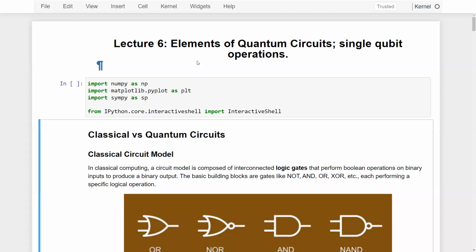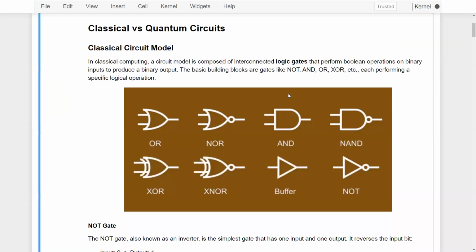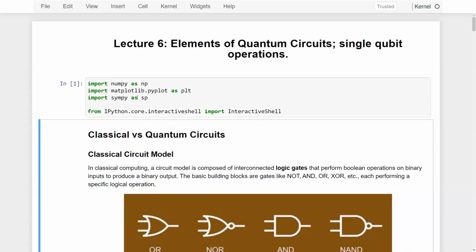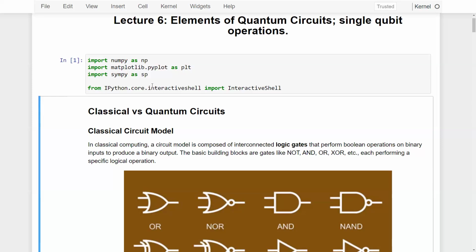So our goal for today's lecture is to discuss the elements of quantum circuits, and we will be starting with single qubit operations first, and then the next lecture will be dedicated to two qubit operations and simulating realistic quantum circuits. As usual, let us start with importing these libraries. Probably we will not use them much today.